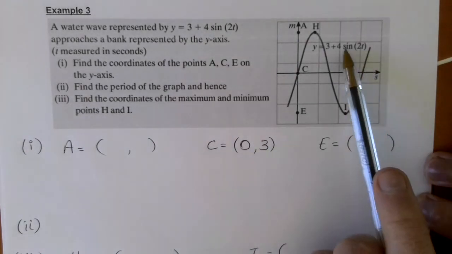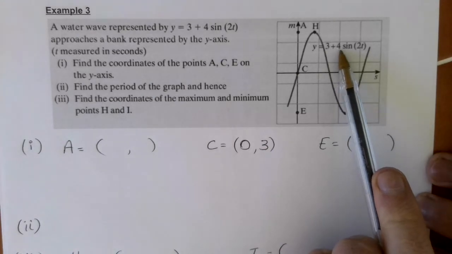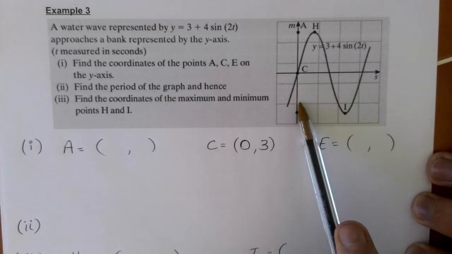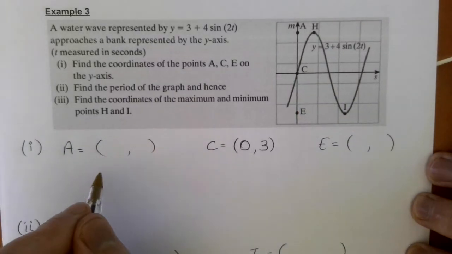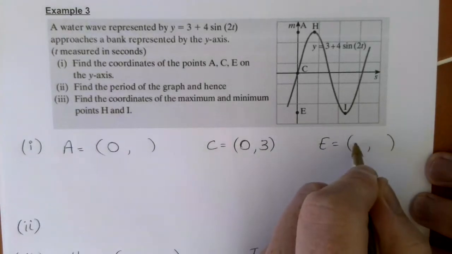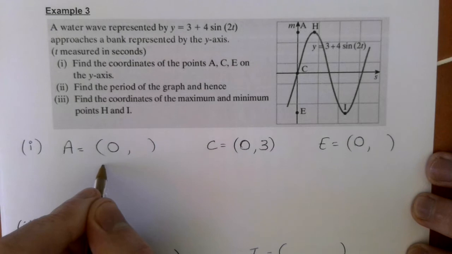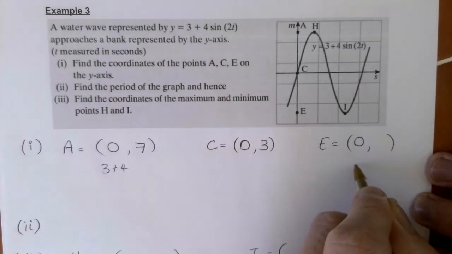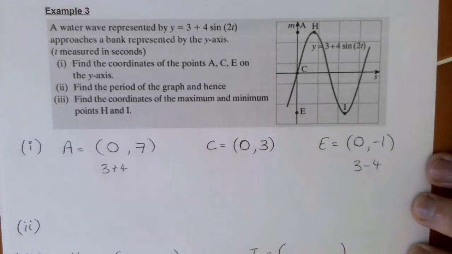We also know from this here that it's going to go up and down by 4. So this is going to be 4 places up from 3. This one here is going to be 4 places down from 3. So that means A is going to have coordinate 0 first of all, and E is going to be the same. The x coordinate is 0, but the other one is going to be 3 plus 4, which is going to be 7. And over here we've got 3 minus 4, which is equal to minus 1.